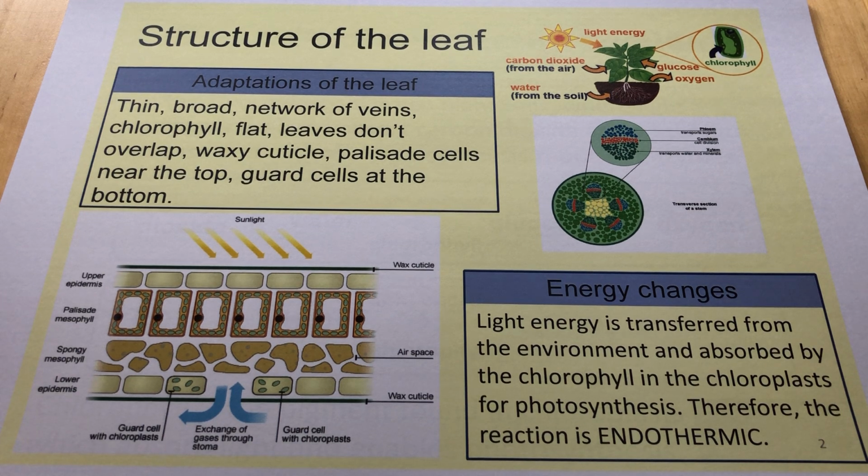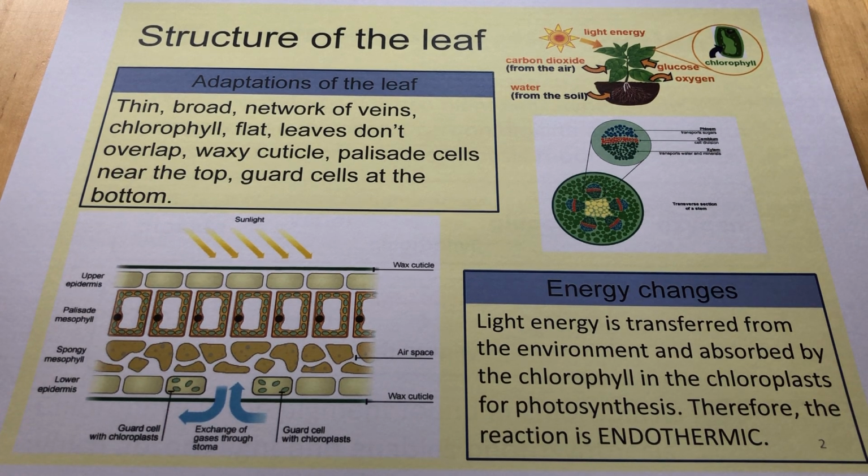When we look at the adaptations of a single leaf, it's thin because light can only travel so far through it. It's broad, so it's very wide, large surface area, like we're always saying in biology. Network of veins, and those veins are comprised of the xylem and the phloem, transporting substances throughout the plant. They've got lots of chlorophyll, which is the green pigment found inside chloroplasts, which is what absorbs the light for photosynthesis. Flat, they don't overlap, so you don't see a leaf directly underneath another one because it wouldn't be able to get any light if it was there.